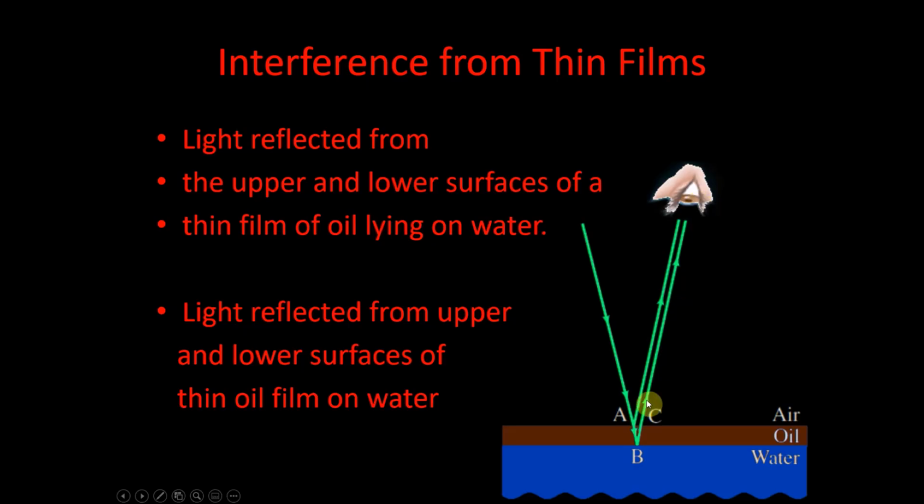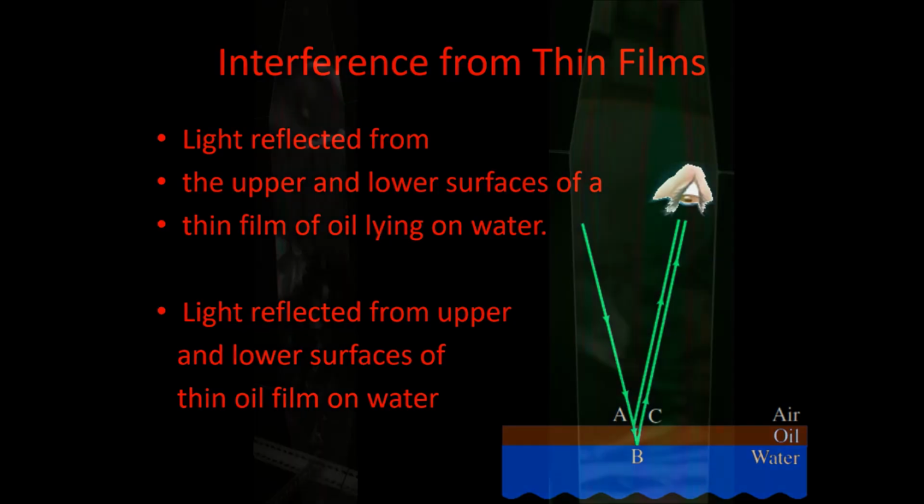Light is reflected from the upper surfaces and the lower surfaces, so the water beneath the oil and the oil itself. This means that you're receiving light essentially when looking at, say, something like a soap film, reflected from the front of the film and the back of the film. This means that the path length is different for different rays of light, and as such you will experience an interference pattern like this.